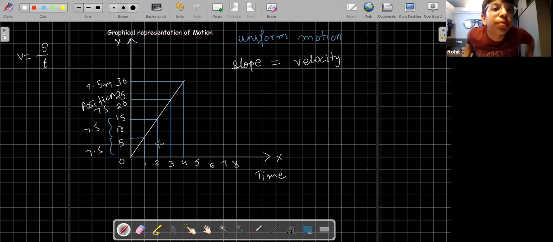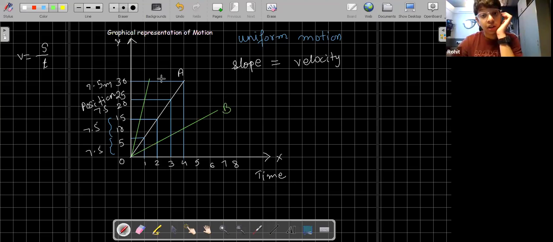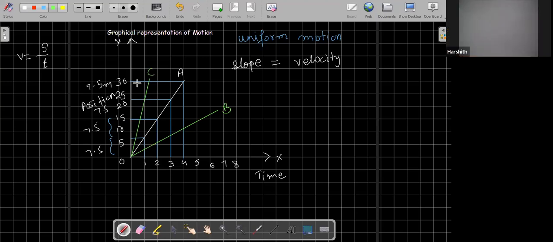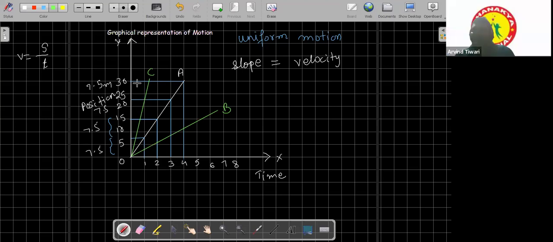For example, if I have here a graph A, let me draw another graph B, and another graph C. Out of these three graphs, which one has the highest slope? C has the highest slope. Slope means the inclination. C is highest. So which of them will have the highest velocity?